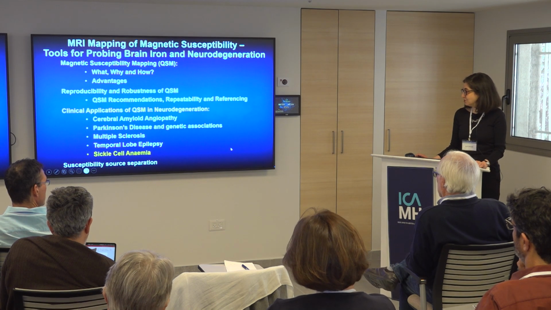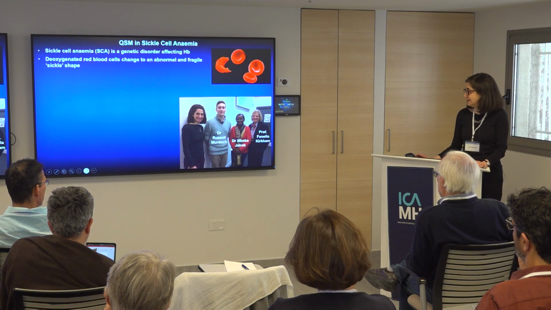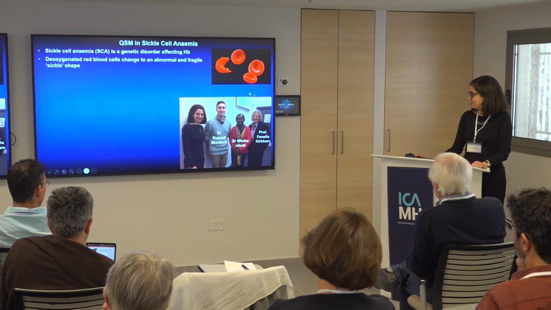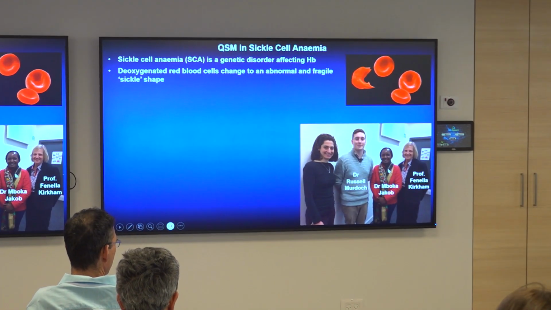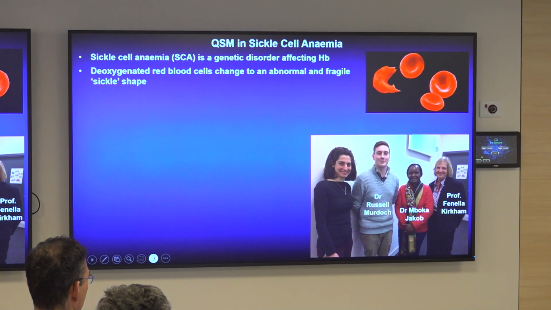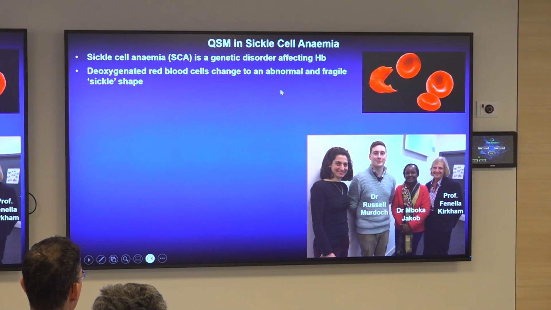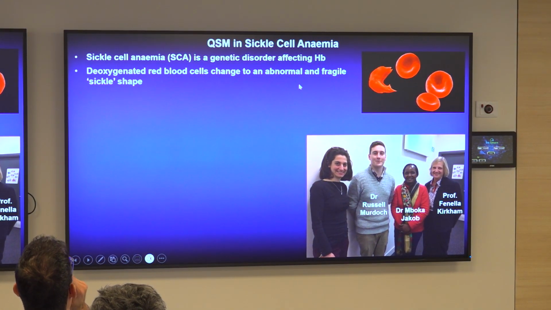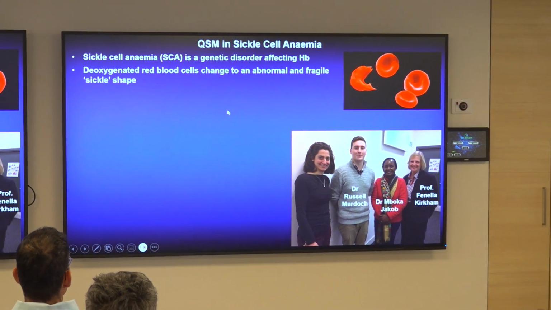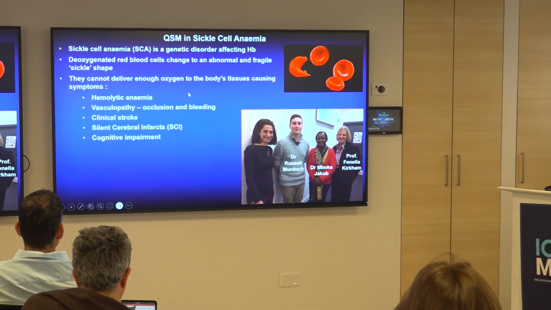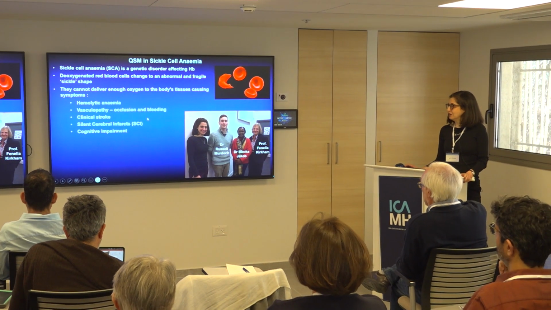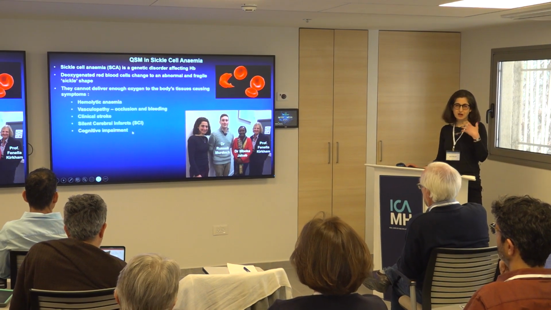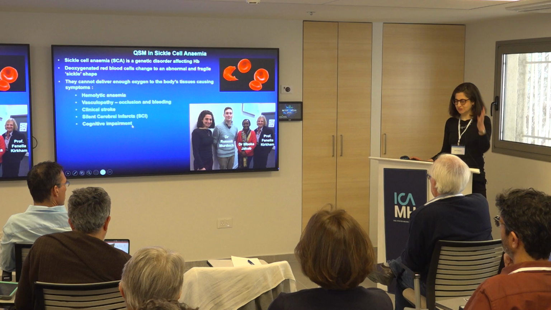Okay, and finally, showing you some work we've done in people with sickle cell anemia. This is my collaborator, pediatric neurologist Fenella Kirkham in London, and also neurologist Mboka Jacob in Tanzania, in Dar es Salaam. And as many of you know better than I do, sickle cell anemia is a genetic disorder affecting hemoglobin, and the blood cells become sickled, and they have this abnormal shape, and they can't carry enough oxygen. And you get all sorts of horrible symptoms, including vasculopathies, strokes, silent cerebral infarcts, cognitive impairment, all kinds of very bad pain crises.